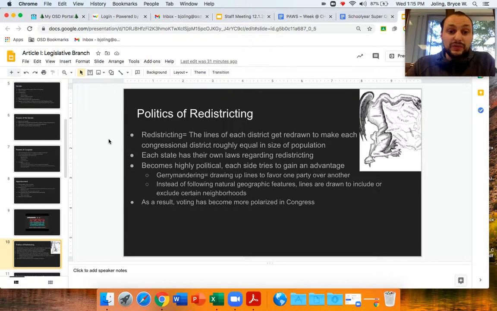So the politics of redistricting. So like I said, redistricting is where the lines of each district get redrawn to make each congressional district roughly equal in size and population. Each state has their own laws regarding redistricting. It becomes highly political. Each side tries to gain an advantage. It's referred to as gerrymandering, like it's stated in the video, which is where you draw lines to favor one party over another instead of following the natural barriers or geographic features. Like I commented on, as a result, voting has become much more polarized in the United States Congress.